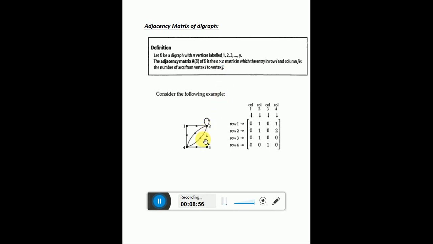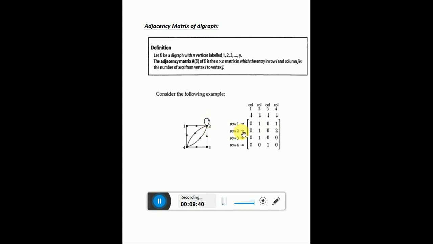So here we have an example so that we can be clear about the adjacency matrix of a digraph. Now if vertex 1 is directed to vertex 2, that is 1 is joined with 2, then we count it as 1. In the reverse direction, that will be counted as 0. So vertex 1 is joined with 2 and vertex 1 is joined with 4. Others are 0.